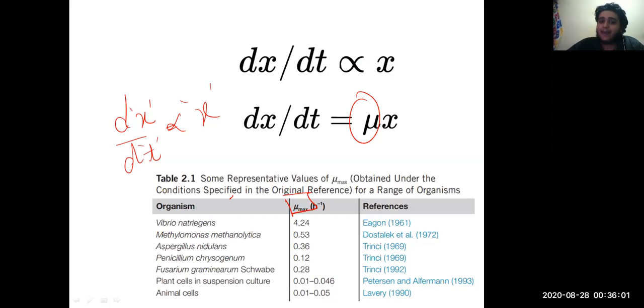So mu max is the maximum specific growth rate, which is basically the maximum growth rate a particular organism can possess, and that happens in optimal conditions, like optimal pH and temperature, etc. So here are a few examples of organisms with certain mu max values, right?